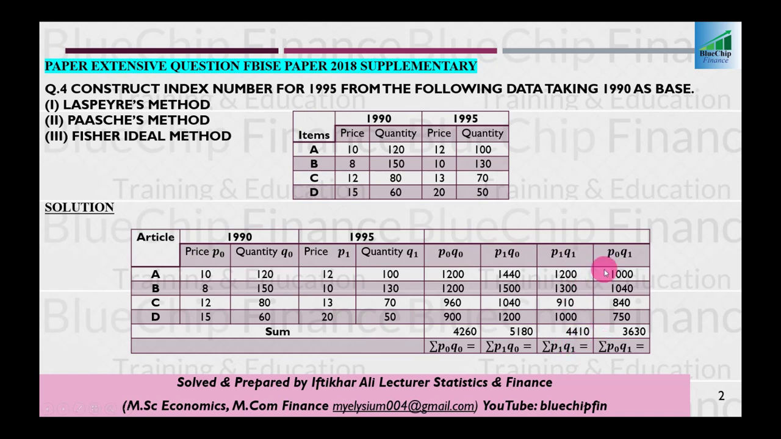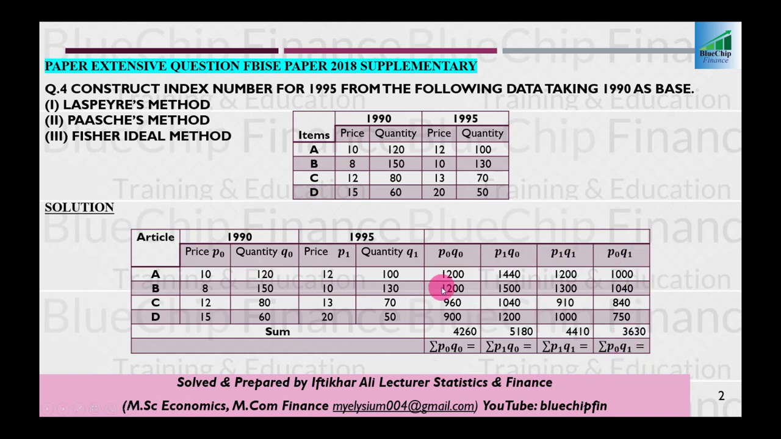In the same way, you can calculate P naught Q1. P naught column is here and Q1 column is here. So 10 multiplied by 100, 8 multiplied by 130, 12 multiplied by 70 and 15 multiplied by 50. And your sum of P naught Q1 is 3630.